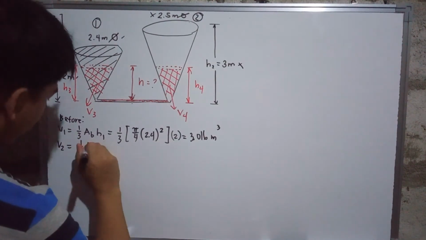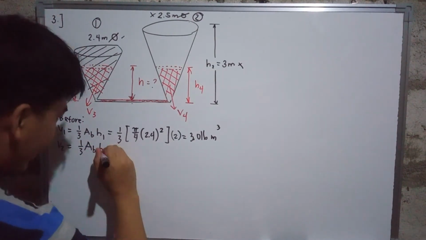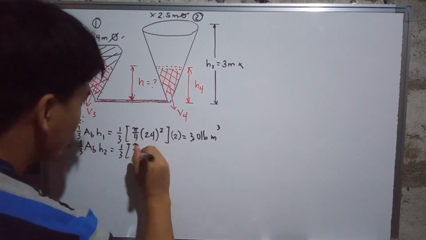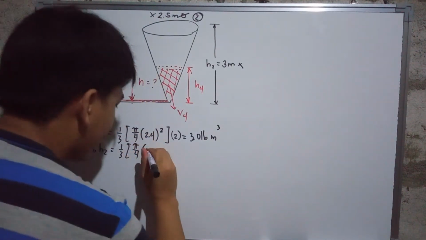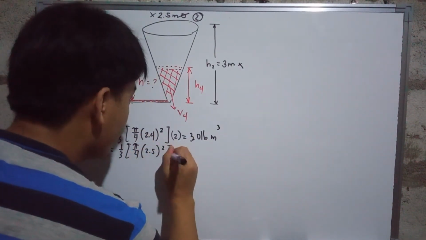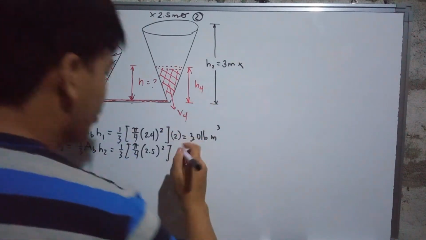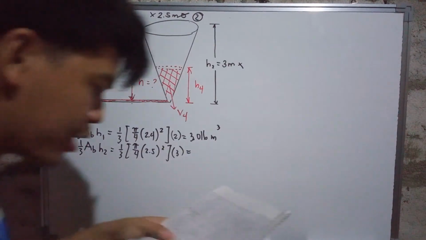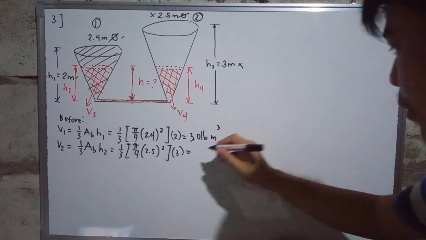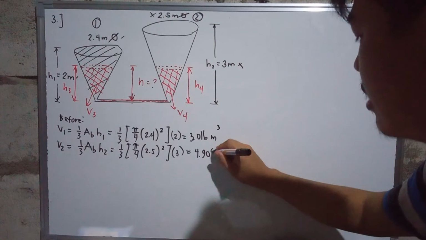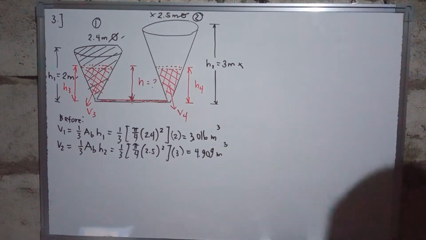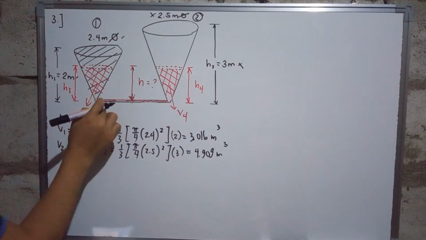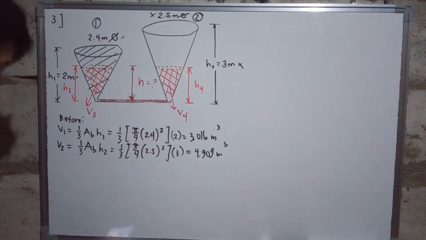Same formula. Area of the base multiplied by h sub 2. So, 1/3 multiplied by pi over 4. So, yung diameter niya is 2.5 squared multiplied by its altitude, which is equal to 3. So, the value of the volume of the empty cone is 4.909 cubic meter. So, ngayon, apply na natin yung condition na magpo-flow yung water dito sa ating connecting pipe.